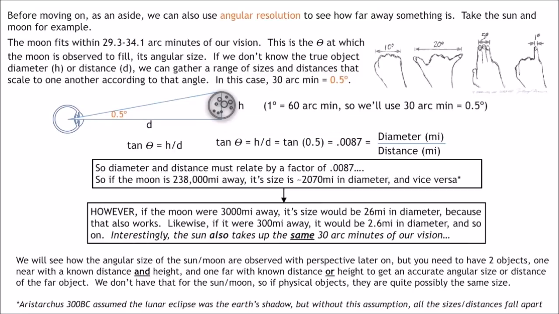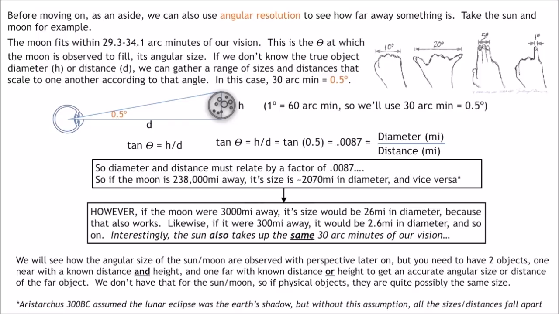Before moving on, as an aside, we can also use angular resolution to see how far something is away, just like we've done, but we can do this with astronomical objects. So take the sun and moon, for example. The moon fits within 29.3 to 34.1 arc minutes of our vision. This is the theta at which the moon is observed to fill, or its angular size. And if we don't know the true object diameter, height, or distance, we can gather a range of sizes and distances that scale to one another according to that angle.